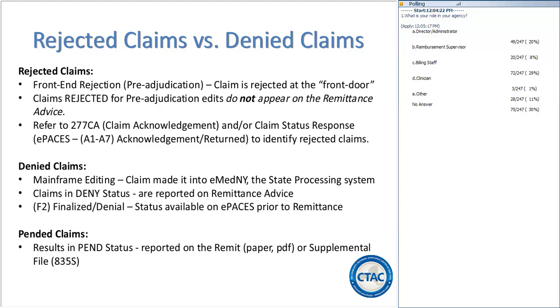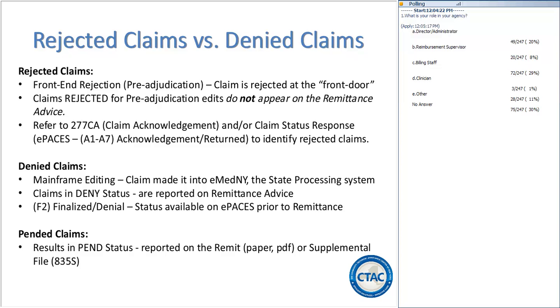Or you could also look at the claim status response that you can obtain through a couple of different methods, one of which would be e-PACES. And there are codes that come back that tell whether something was accepted or rejected. And there are code numbers A1 through A7, and then additional code numbers to further define why it was rejected. And it's very important that you refer to those files. And if your vendor's not providing them to you, you need to make sure that you find a way to get that information, even if you have to go into e-PACES to look it up.